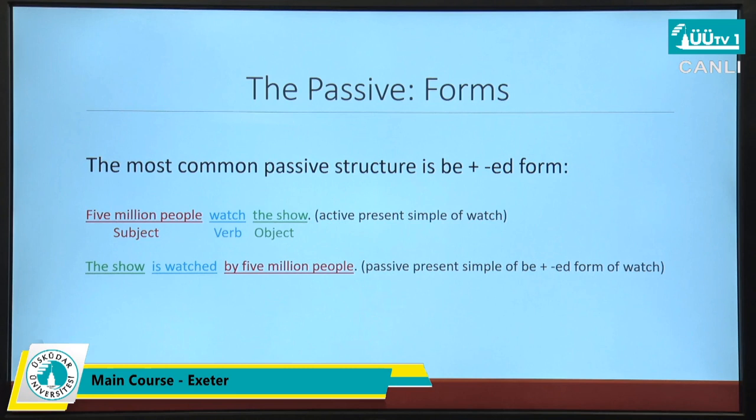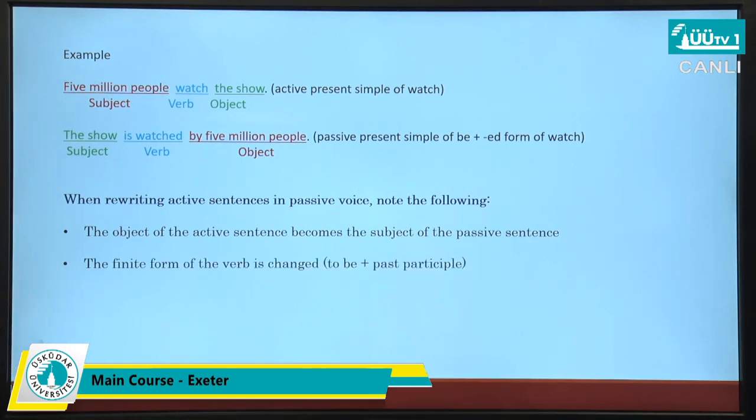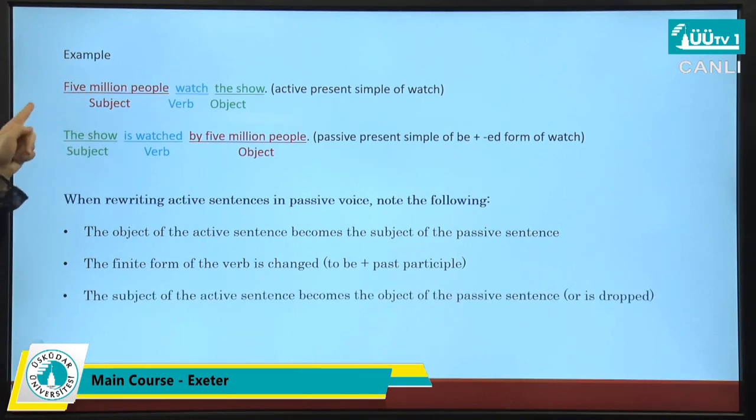But when it comes to the passive voice, passive sentence, the show is watched by 5 million people. You see that the objects and the subjects have changed. So let's analyze this, how we can turn this active voice into passive voice. So we have this example here, right? You see that the greens have changed, the reds are changed. So the first one, the object of the active voice becomes this subject of the passive voice. Then what we do is that the finite form watch of the verb is changed. So watch turns into is watched. And also the subject of this active voice becomes the object of the passive voice. That's how we turn active voice into a passive voice.